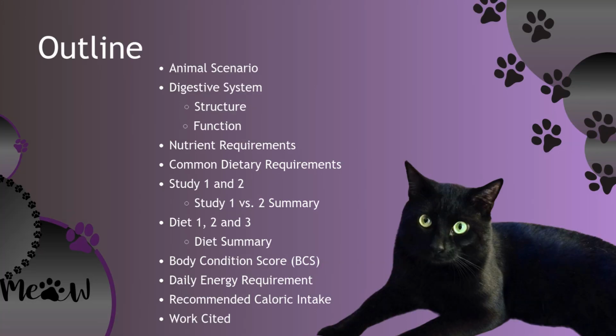In this presentation, we're going to talk about animal scenarios, digestive system, the structure and function, nutritional requirements, common dietary requirements. I will talk about a couple of studies that I checked out and 3 different diets that I researched. Body conditioning score, daily energy requirements, recommended caloric intake.